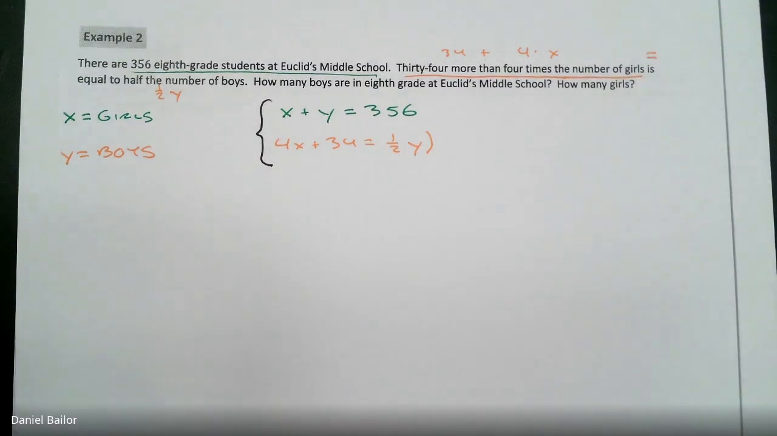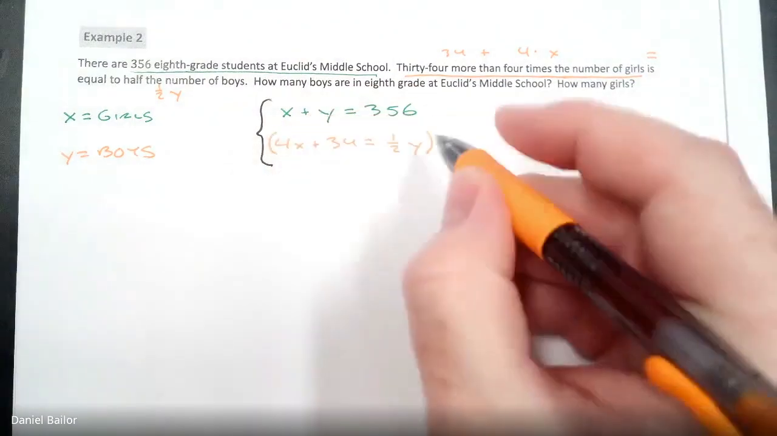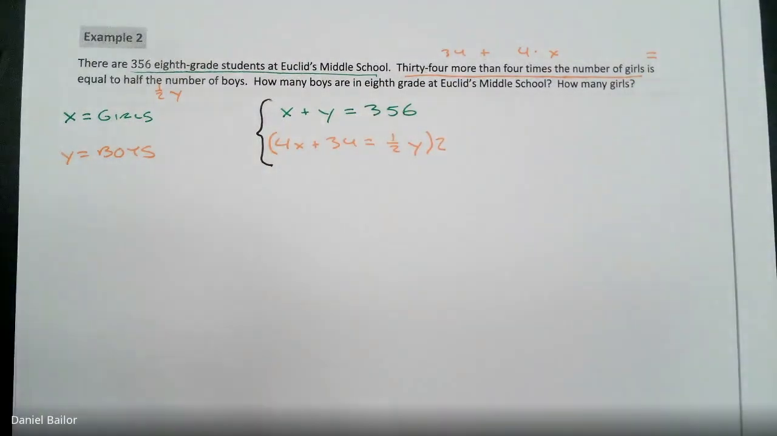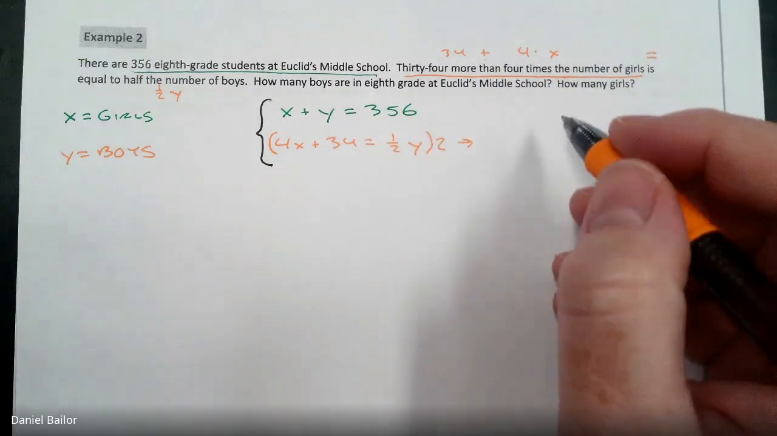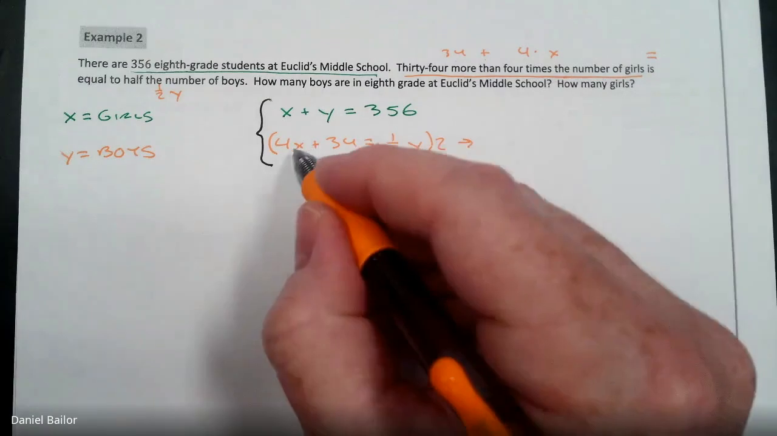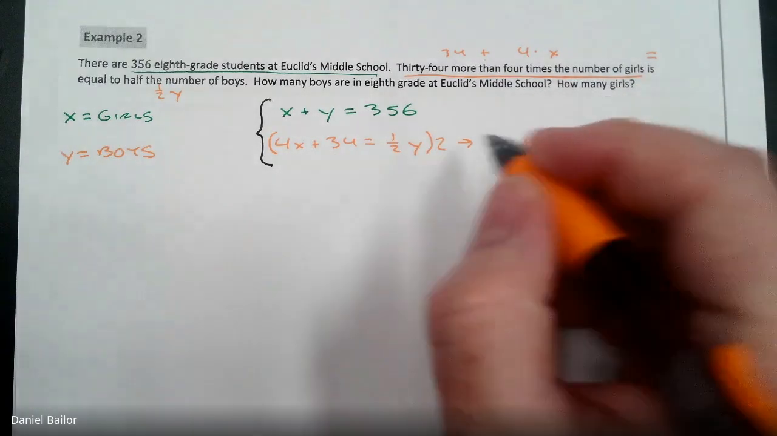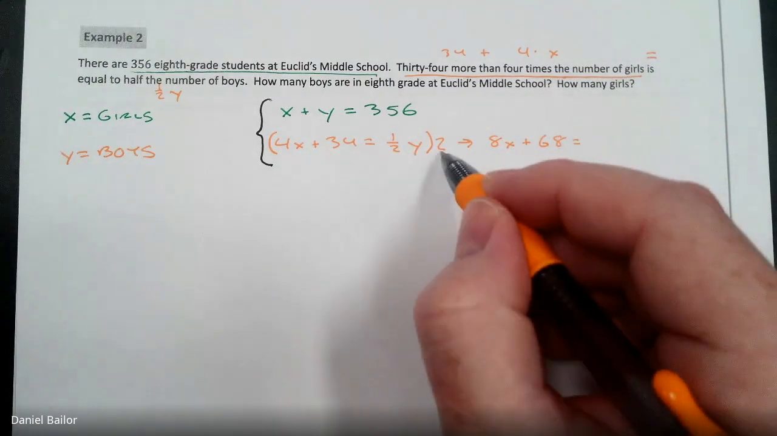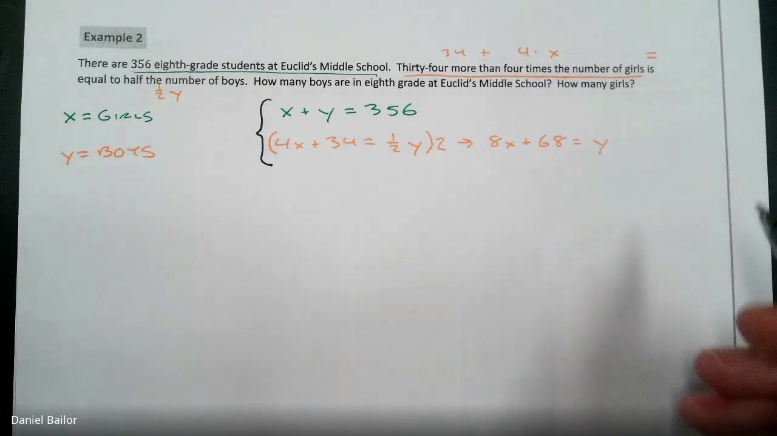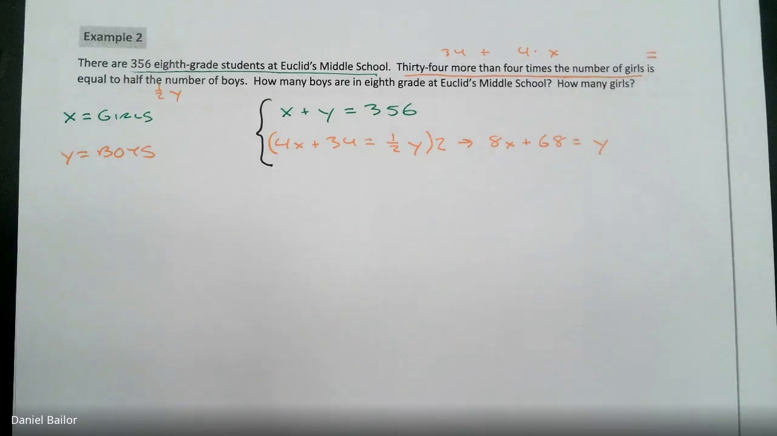But there's no such thing as half a person. Everybody is a whole person. So let's change this half into a whole, and I'm going to do that by multiplying by 2. If I multiply by 2, I multiply everything by 2 because that's the multiplication property of equality. 4x times 2 is 8x. 34 times 2 is 68. And 1/2 times 2 is just 1. So now, instead of an annoying fraction, I have a whole number because we're only talking about whole people.